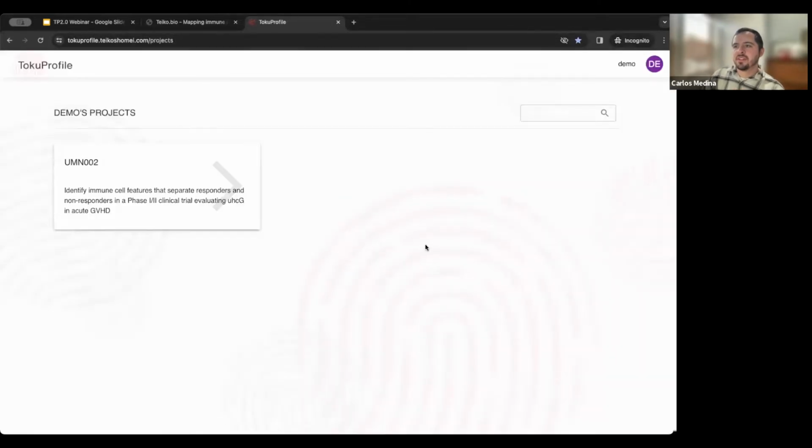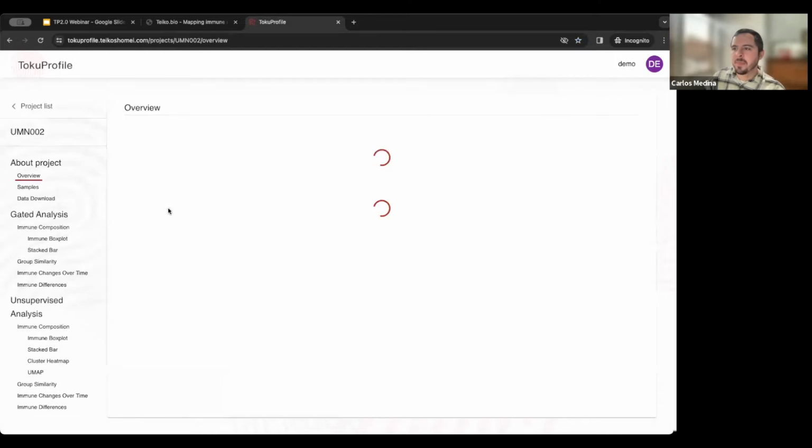Once you log in, you'll land on your account page. Here you'll see all of the projects that you have with TakeOBio. For the demo account, we have one project, which is our demo project with Dr. Shernan Holtan at the University of Minnesota, identifying immune features in responders and non-responders in a phase 1/2 clinical trial, evaluating a treatment for acute graft versus host disease.